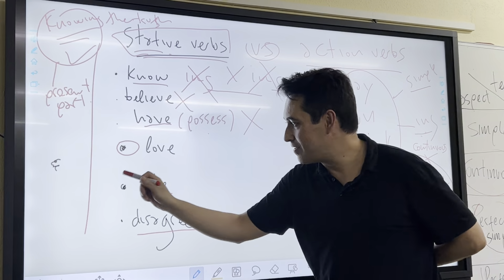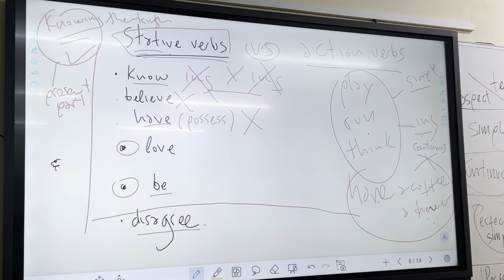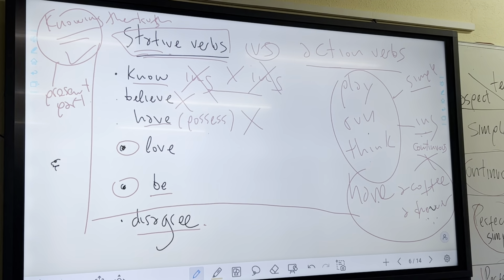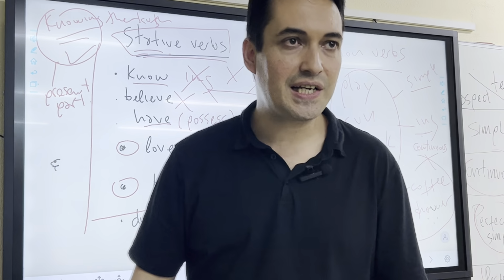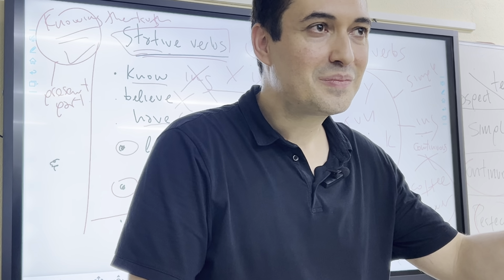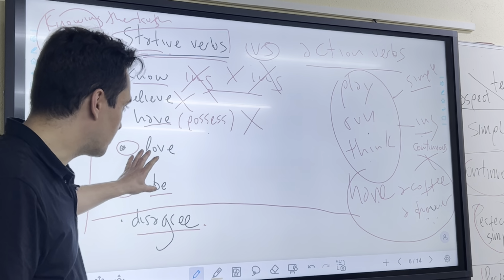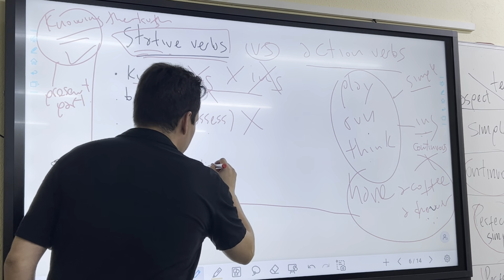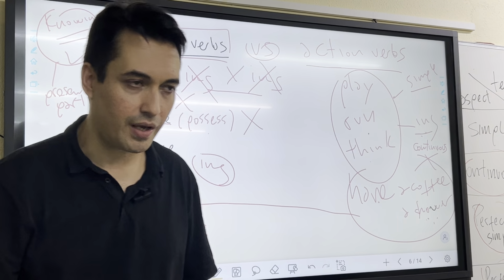However, love and be are special. Do you know McDonald's? I'm loving it. Yes, you can use ing. And how about the verb to be? She is stupid. Or at the moment, she's being stupid at the moment. So there are some exceptions. With love and be, yes, you can use ing. Like, I'm loving this hamburger right now. Oh, she's being stupid right now.